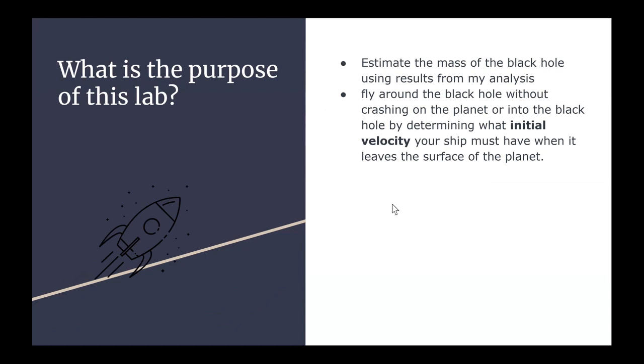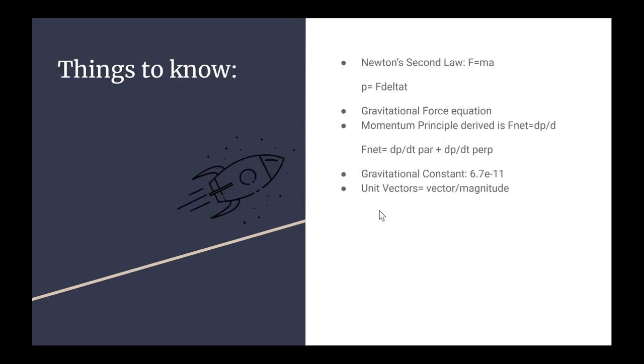So, the purpose of this lab is to estimate the mass of the black hole using the results from the coding that I did for part one. And then for part two, the ship flies around the black hole, and I have to find the initial velocity so that the planet doesn't crash with the ship or the black hole doesn't attract the ship.